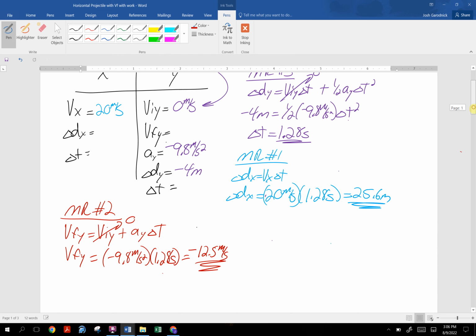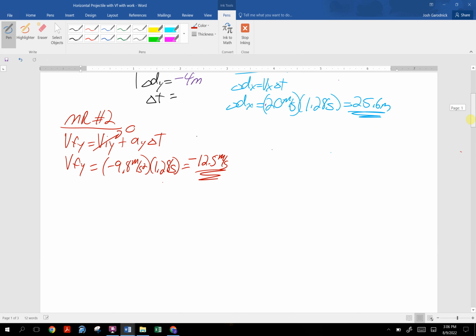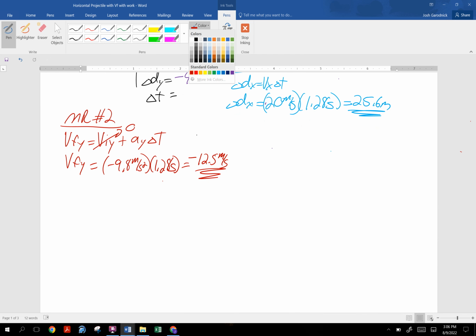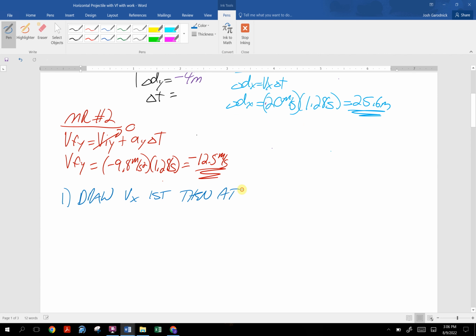The first thing I would suggest is to redraw the x and y velocity vectors. That's a suggestion. I would draw Vx first, then attach Vy, so you get a good visual. What I mean by that is Vx is 20 meters per second to the right. So this is our Vx.